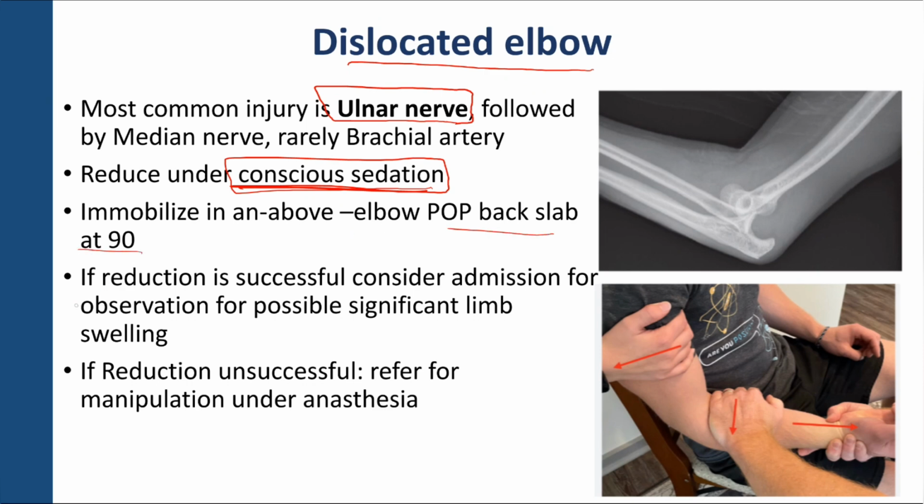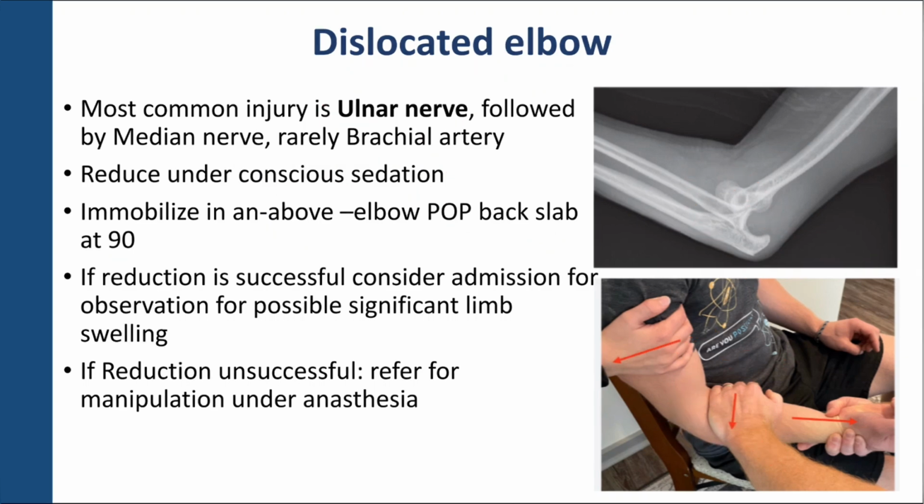How to reduce it? You have to do flexion at 60 degrees, then someone does traction on the arm and someone does a downward traction on the forearm. If reduction is successful, consider admission because of possible ligamentous injury around the joint. If reduction is not successful, you have to manipulate it under anesthesia.